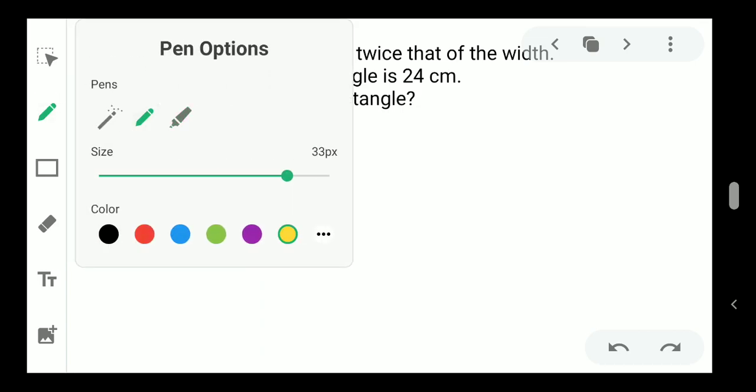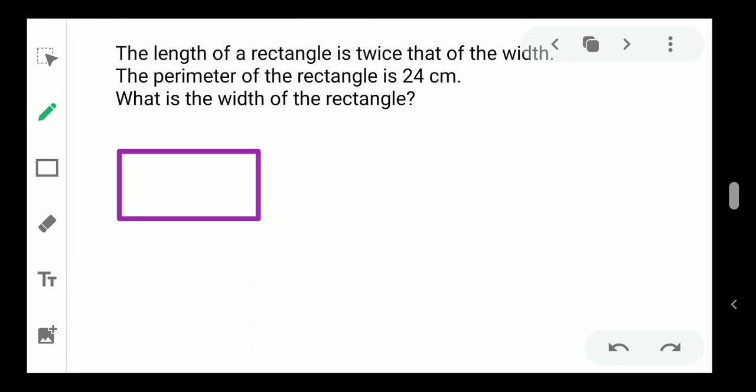Now coming to the question, the length of the rectangle. What is the length? The longest part, that is this one. The length of the rectangle is twice that of the width. So if my width is, say, w, then my length will be how much? 2w, because it's twice the width, right?